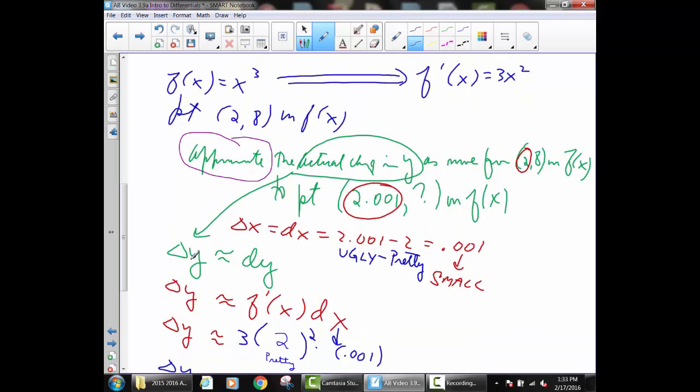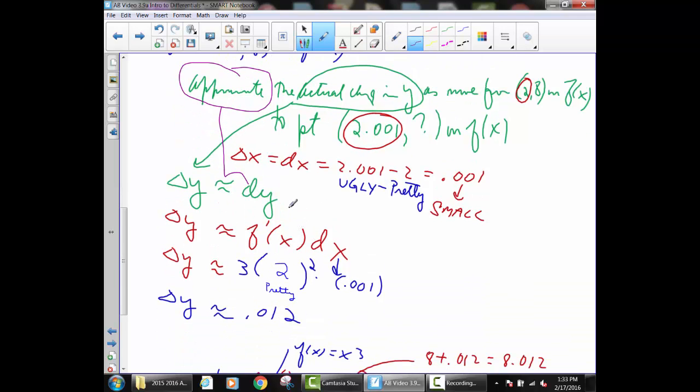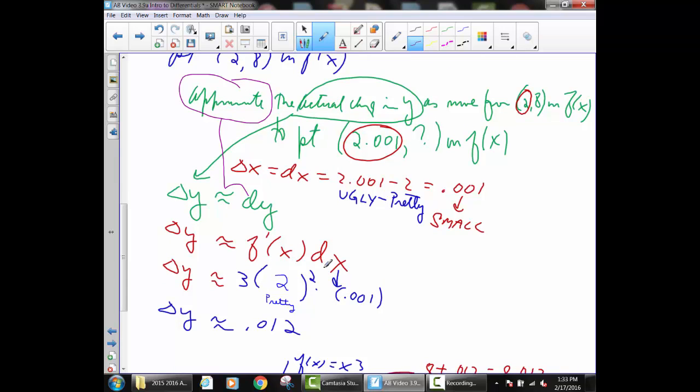Okay, we know our formula that we learned says that delta y is approximately equal to dy. So the actual change is delta y. The approximate change is dy. So what is dy? Remember, dy is f prime of x dx.